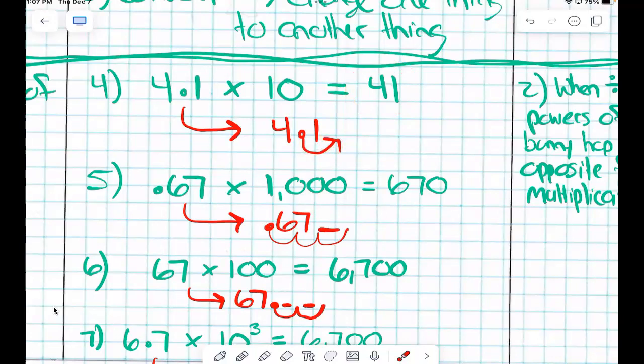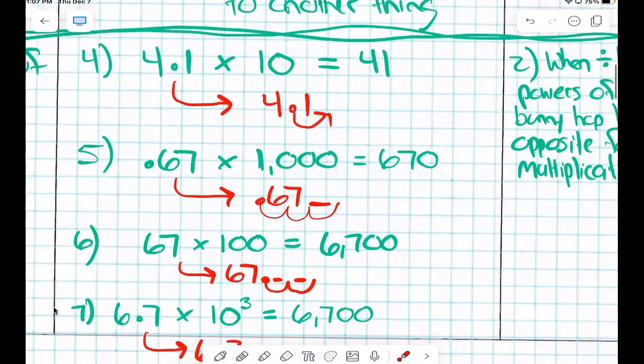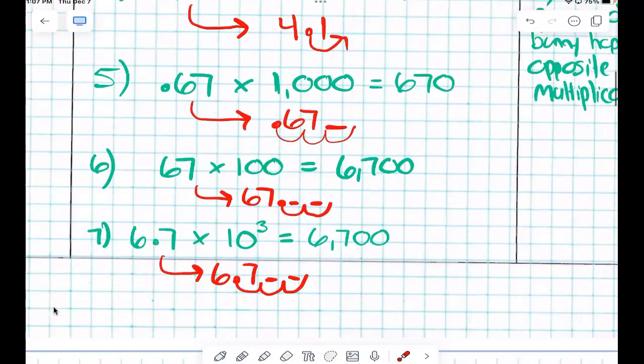How many places am I moving this decimal point on number 5? 3. Why? Because I'm also multiplying, right? Is 1,000 a power of 10? Yes. Why do I have a blank? What do I put in there? 0. That's why I got 670, yes? What about this number?